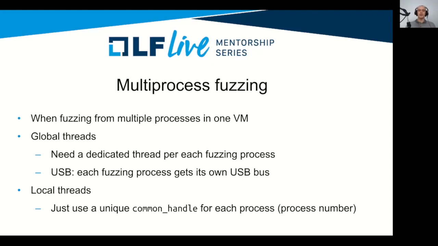With USB, we create a dedicated USB bus for each fuzzing process. This way, each USB bus has its own background thread, and each of those background threads has its own ID. So the fuzzing process can connect to that background thread and only collect coverage from it. For local threads, though, you don't have any problem. You can create multiple threads within a single syscall handler, or within a single program you can call multiple syscalls that create threads, so it's all going to work.